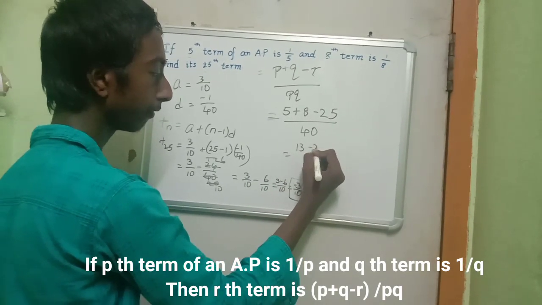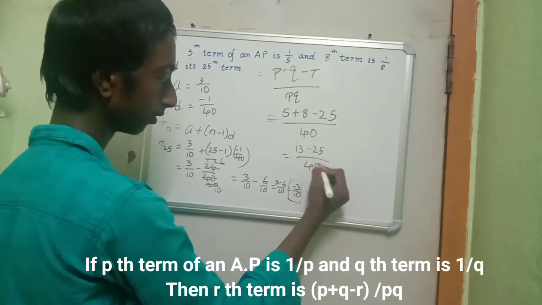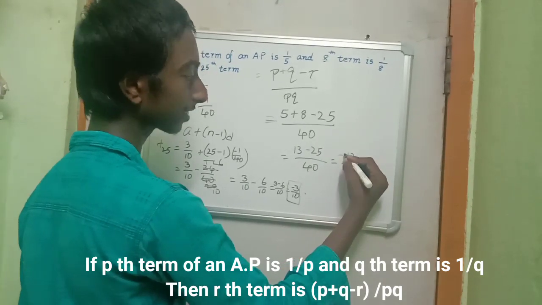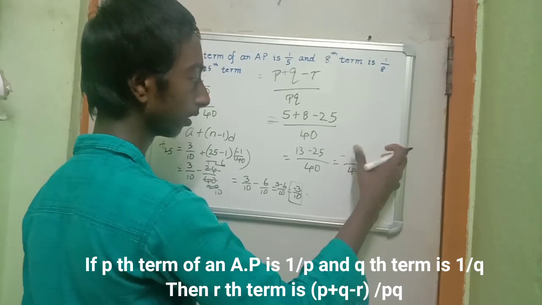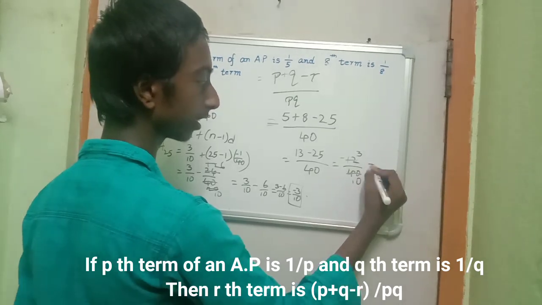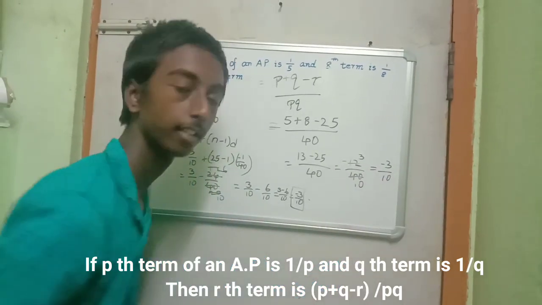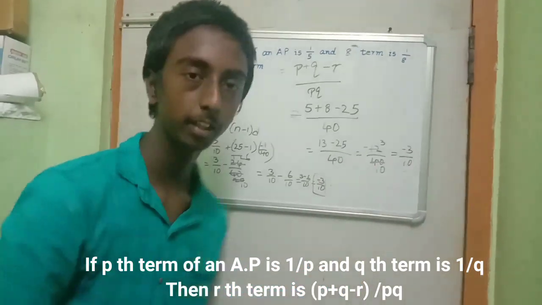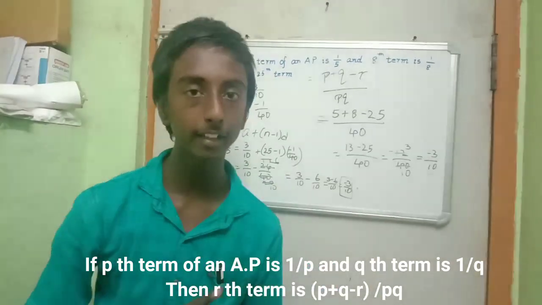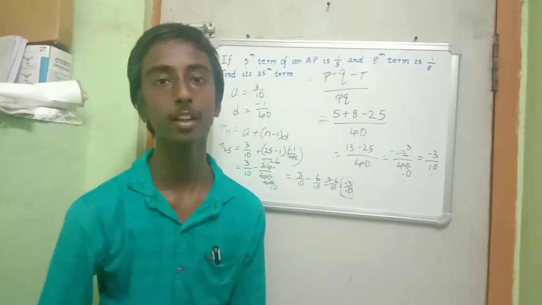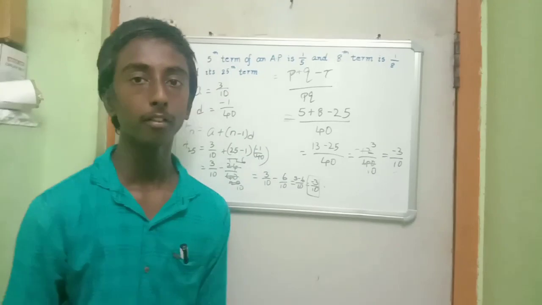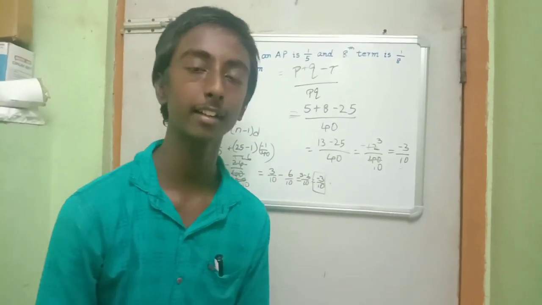13 minus 25 by 40, that is equal to minus 12 by 40. 3 fours are 12, 4 tens are 40, so it is equal to minus 3 by 10. Yes, we got the correct answer by the trick, and it is verified. By this trick we can get it in 10 to 20 seconds only. By the normal method it took 6 to 7 minutes, as you calculated the time.